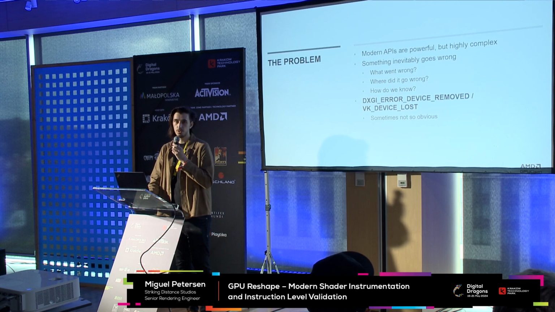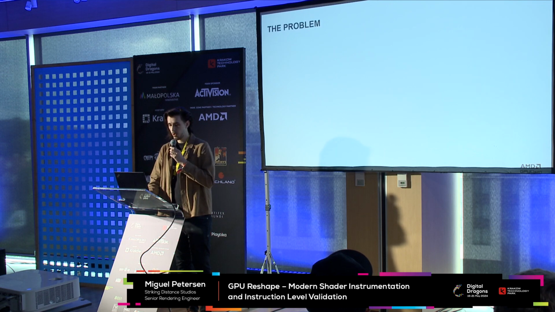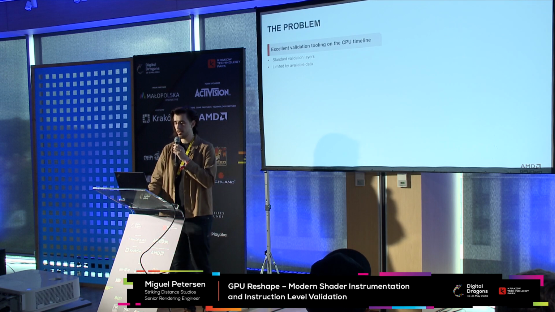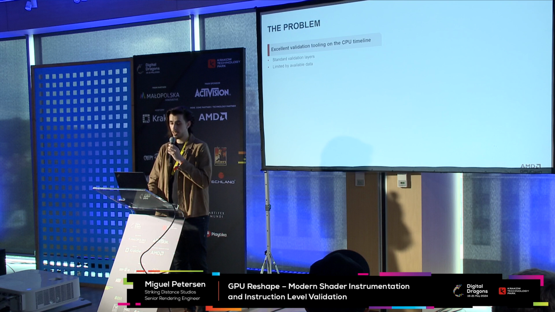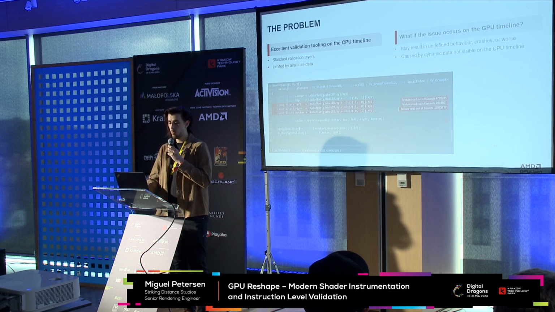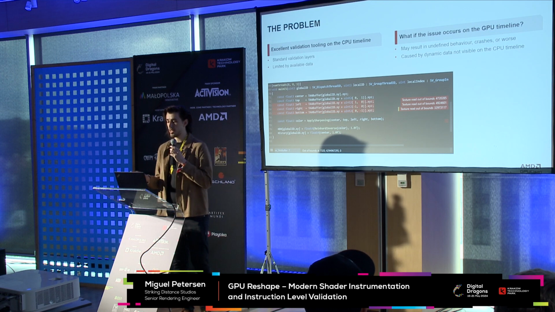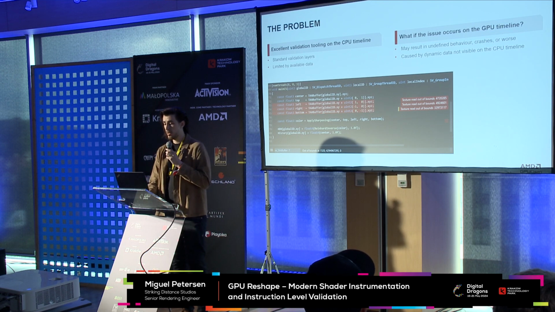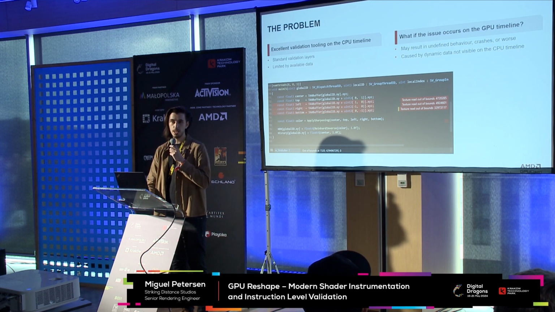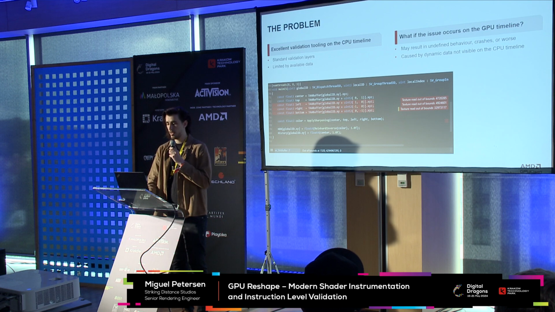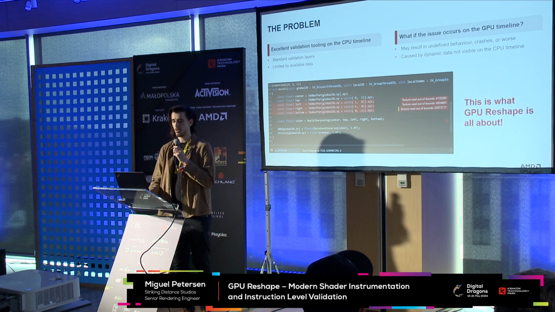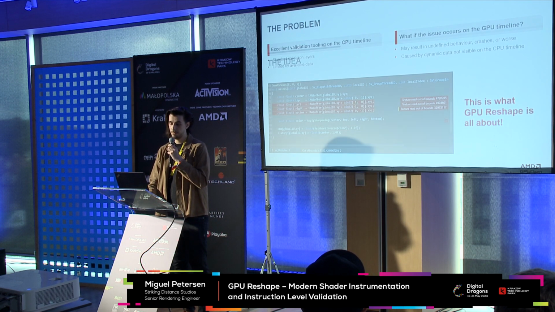Sometimes it's easy to tell, such as a device removed. But sometimes it's not so easy. CPU side, we've got excellent validation tooling, specifically the standard validation layers. However, they're rather limited by the available data. What if the issue occurs due to dynamic data only visible to the GPU? This can cause undefined behavior, crashes, or worse, nothing on your machine, but perhaps on your colleague's machine. In this screenshot, some things arrive with the wrong texture addressing. Validating things like these is what GPU Reshape is all about.